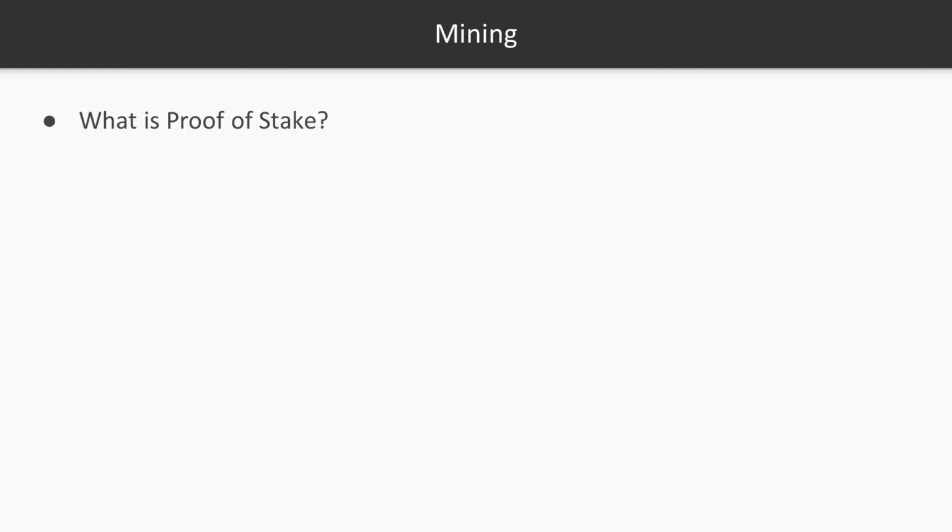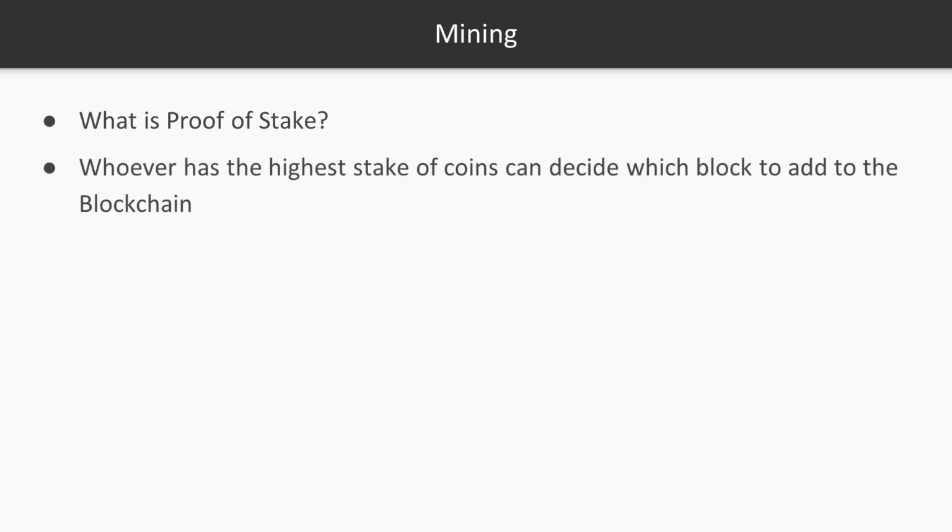What is proof of stake then? In proof of work, the person or the node who has the highest computational power gets to decide. In proof of stake, the node which has the highest stake, that means the highest amount of coins, can decide which block to add to the blockchain. The main difference between proof of work and proof of stake is that in proof of work, a node gets the authority depending on the computational power. In proof of stake, it depends on the stake you have. Those are the two main differences. Whoever has the highest stake of coins can decide which block to add to the blockchain.